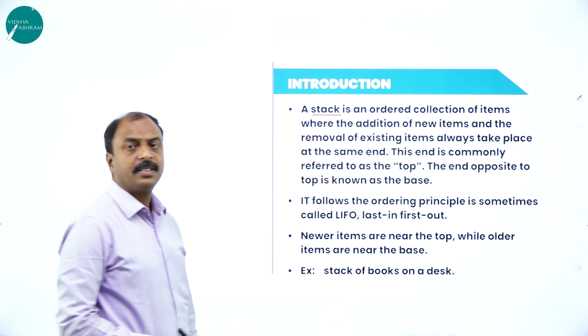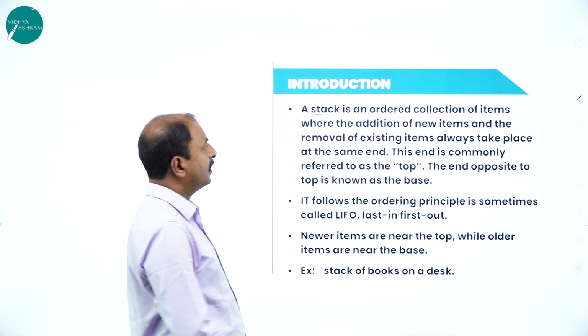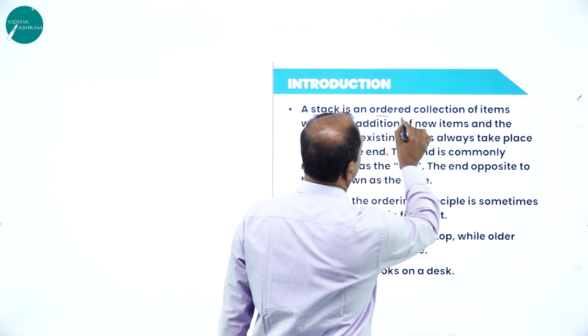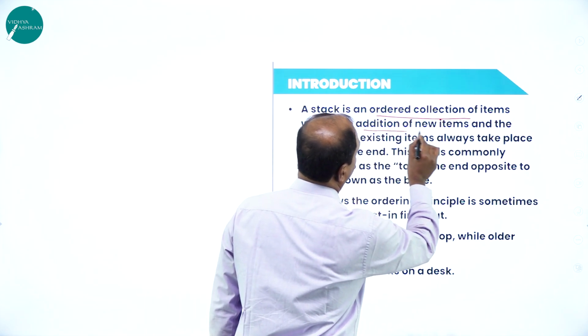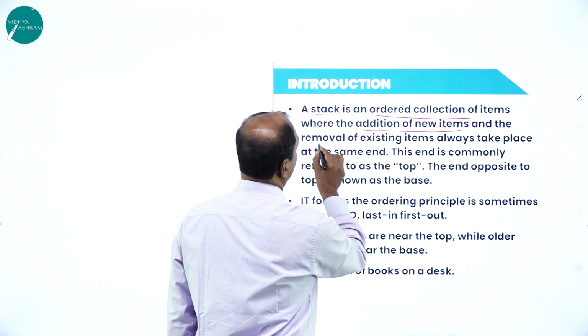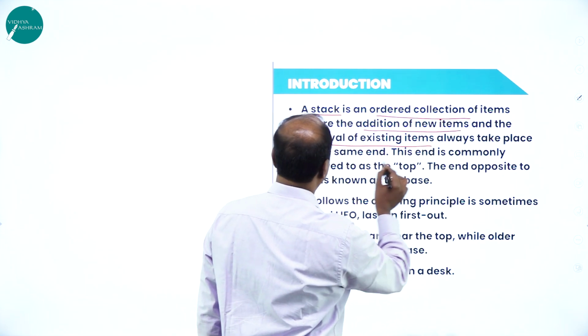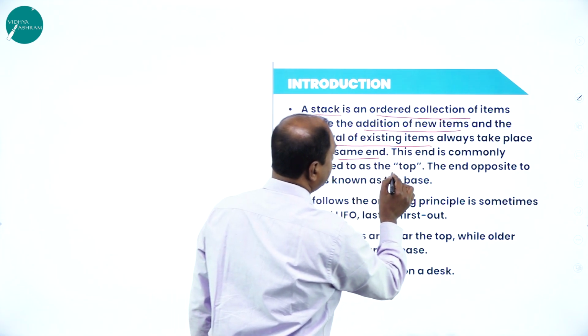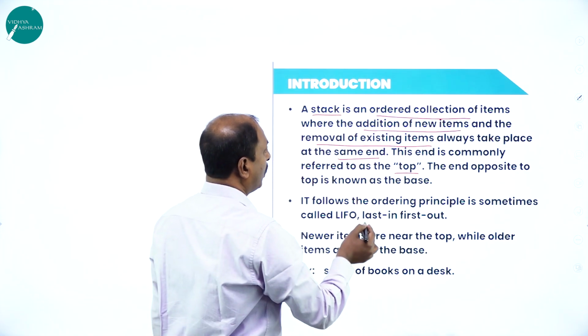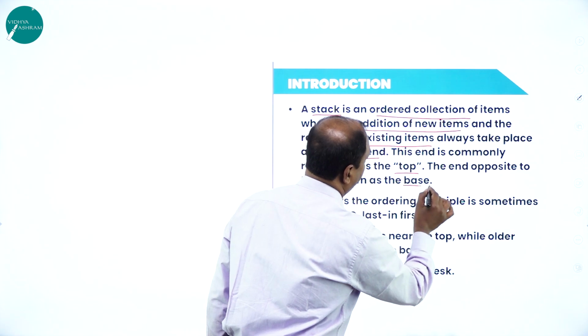So, what is a stack? A stack is an ordered collection of elements or items where addition of a new item and removal of an existing item always takes place at the same end. This end is referred to as the top. The end opposite to the top is known as the base.